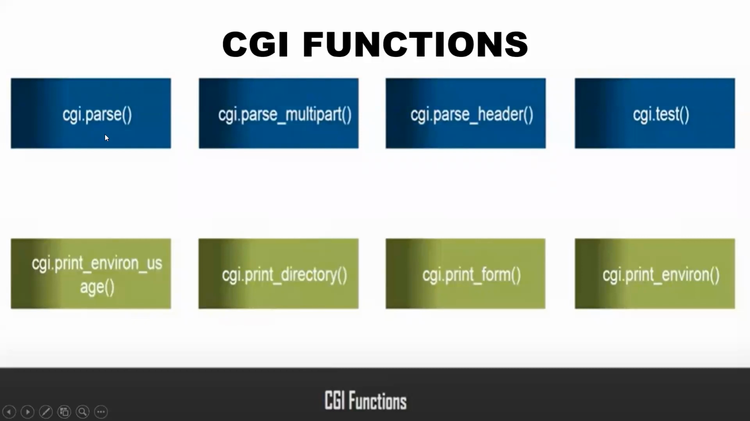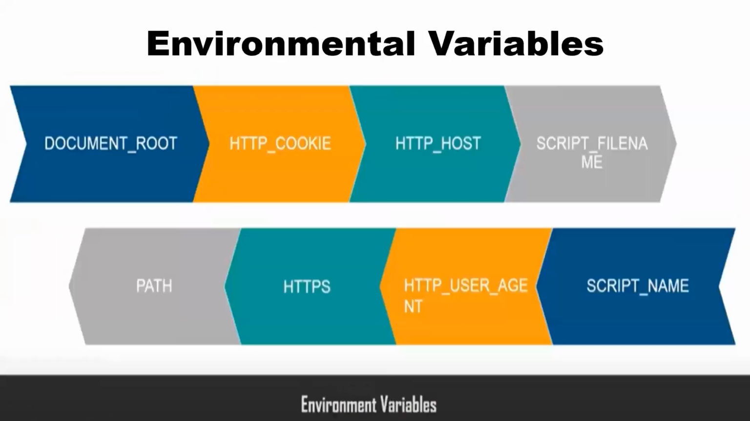CGI parse method, cgi.parse_multipart, cgi.parse_header, cgi.test, cgi.print_environ, cgi.print_environ_usage, cgi.print_directory method, cgi.print_form, and cgi.print_environ. So these are the generalized methods or functions which are available in the CGI.